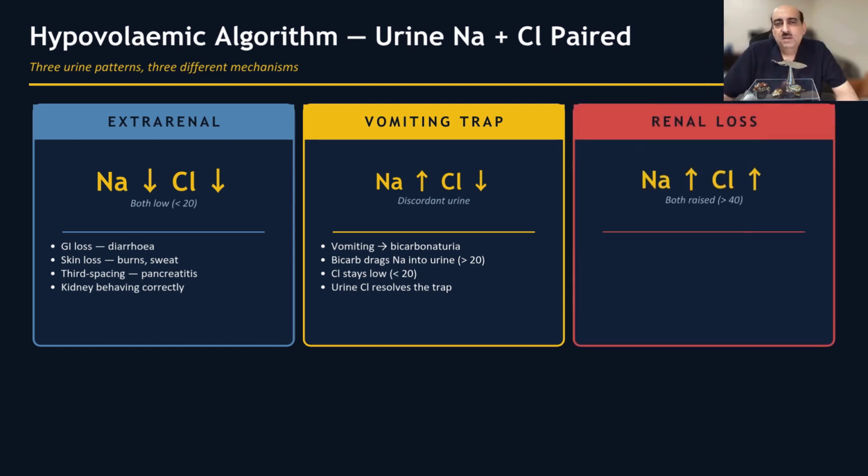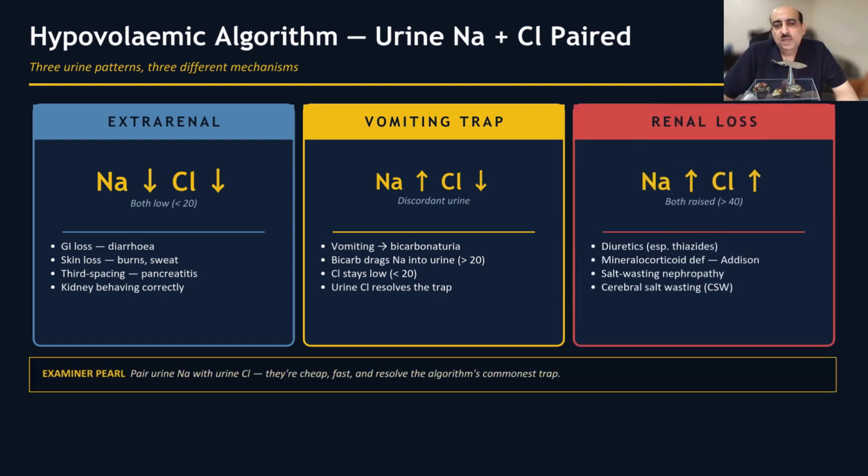In renal loss, both sodium and chloride in the urine will be high, above 40 millimoles per liter. The causes include diuretics like thiazides, mineralocorticoid deficiency like Addison's disease, salt wasting nephropathy, the primary renal, and cerebral salt wasting in neurosurgical patients.